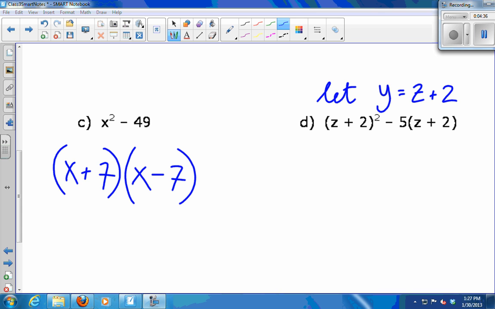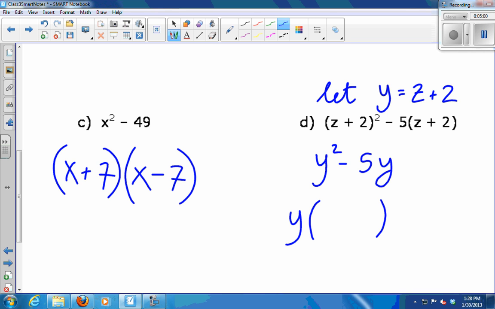So I said, I'm just going to make this look a little simpler, right? Because that's what mathematicians do. They try to make it look easier. Turn it into a problem you know how to do. So we have y squared minus 5y. Now this looks really similar to A, the first problem that we solved, because there's a y in both terms. So I'm going to reverse distribute that y, and what I get in parentheses would be y minus 5.